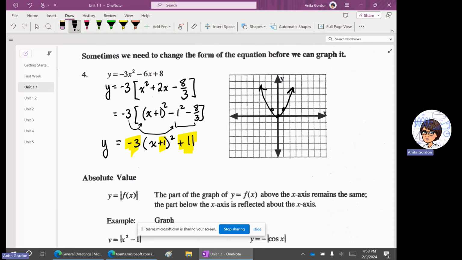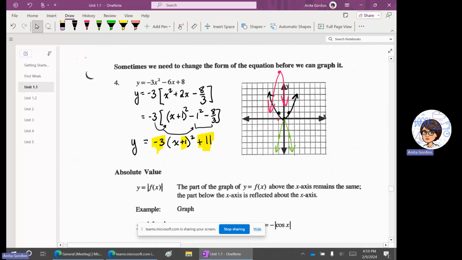So I do my compressions and reflections first. It is now upside down, and instead of 1, 1, it's going to be 1, 3, 1, 3. So that's my reflection and my stretch. But then I have to move it left 1, right? And then I have to move it up 11, so it's going to be somewhere up there. It's going to look something like that.